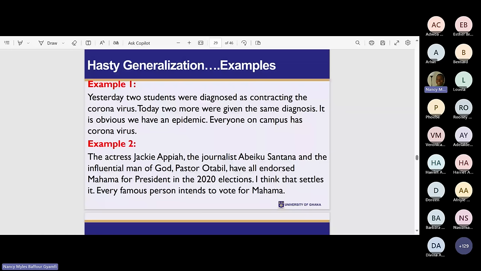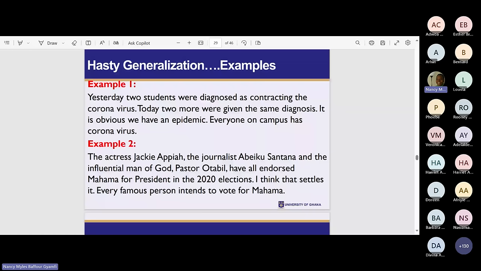Take it to politics, the same thing. So you want to make sure you have a sample size that is representative enough, complete, relevant to the conclusion, et cetera. But more importantly, the size should be relevant enough, it should be sufficient enough. Don't go and do a hasty generalization. Now you get the drift, okay? So it is a fallacy of weak induction.